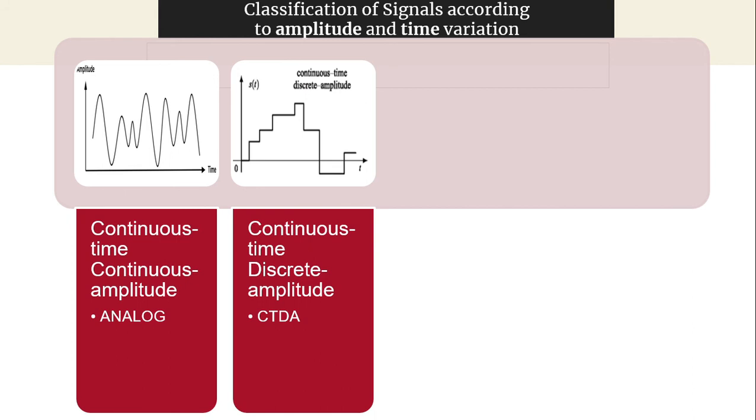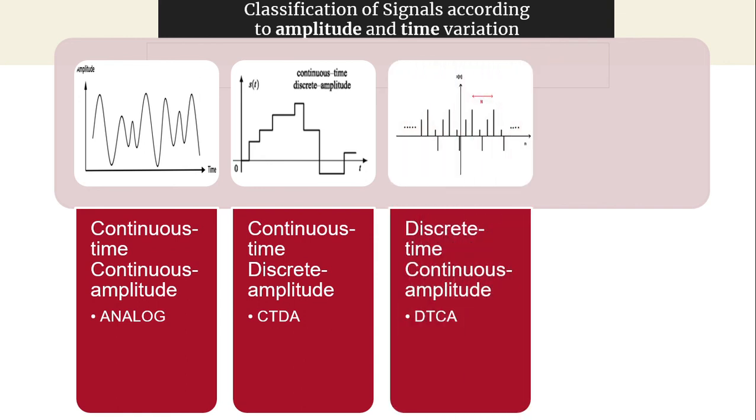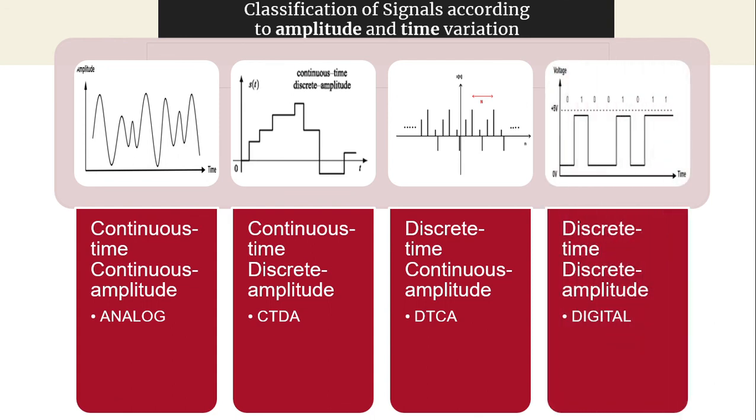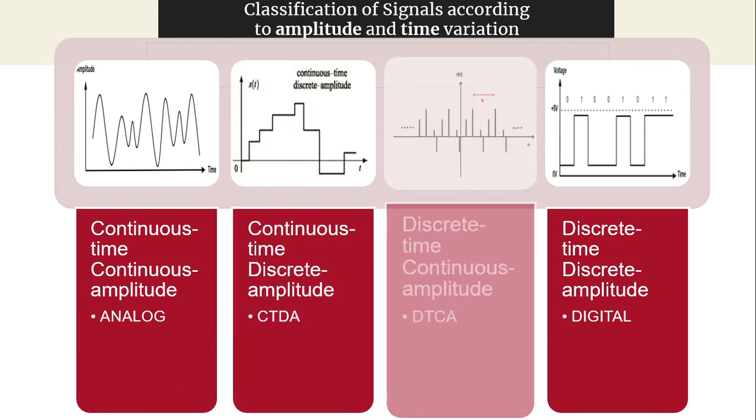The second possibility is that time is continuous but amplitude is discrete. It is defined as a CTDA signal, continuous time, discrete amplitude. The third category is discrete time, continuous amplitude. We have discretized the time axis, that means we have integer values on the time axis and an infinite number of samples on the amplitude axis. That is called a DTCA signal. The last is when both are discretized, discrete time and discrete amplitude. That is termed a digital signal. These are the possible combinations: analog, CTDA, DTCA, and digital signal.